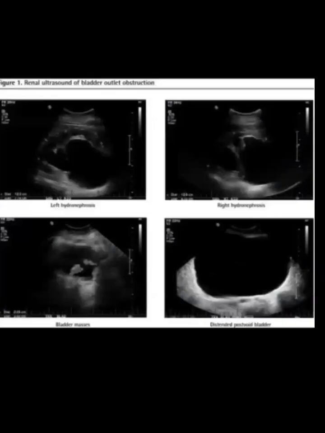Here is a patient whose ultrasound report shows mild hydronephrosis, no pain, normal creatinine. So it is hydronephrosis, and when there is hydronephrosis with a dilated bladder, what are the differential diagnoses?